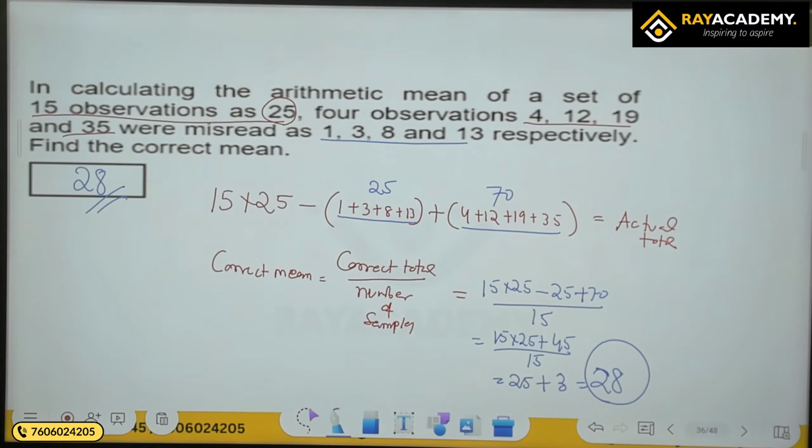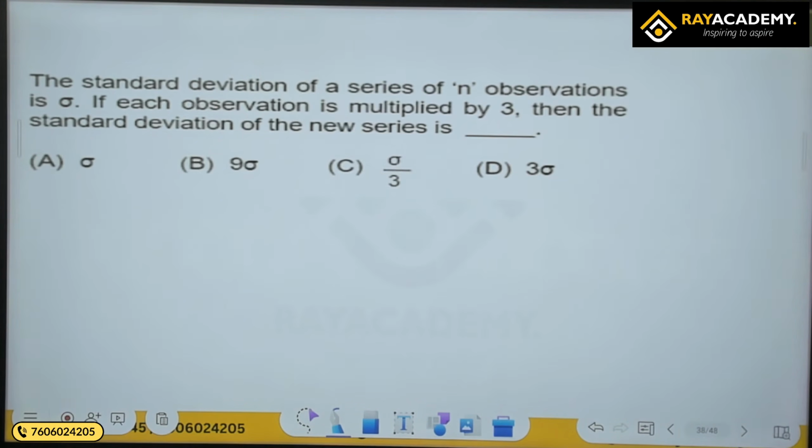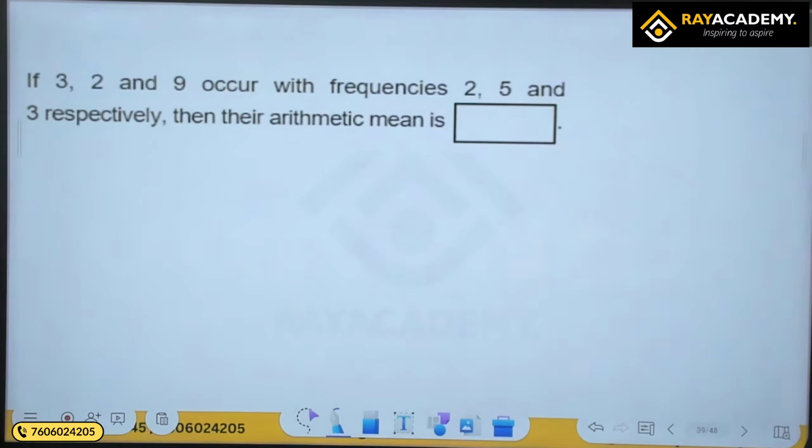This question we have already done. Multiplied with 3, then it will be 3 sigma. We know this, we have also covered.